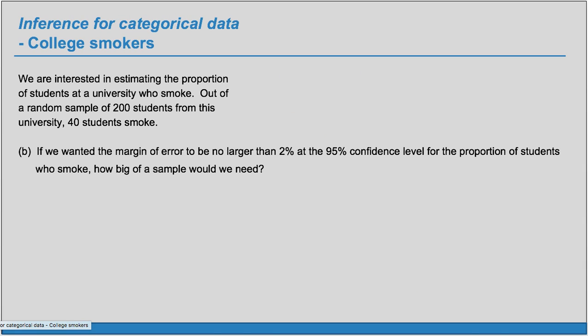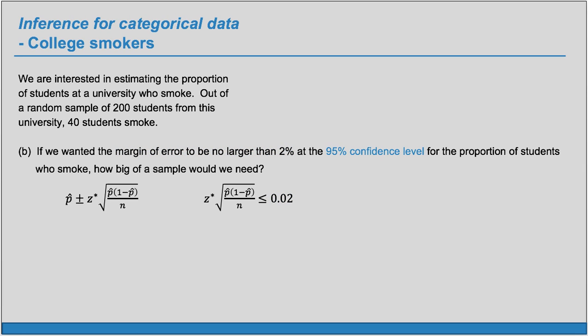Part B. If we wanted the margin of error to be no larger than 2% at the 95% confidence level for the proportion of students who smoke, how big a sample would we need? So here we're interested in margin of error being no larger than 2%. What we're really interested in is the smallest sample size that can ensure this. So first let's look at the structure of our confidence interval. The margin of error is what comes after the plus or minus. So this term here is the margin of error. And we want it to be no larger than 2%, so we want it to be less than or equal to 0.02. Make sure you put that as a decimal, 0.02.